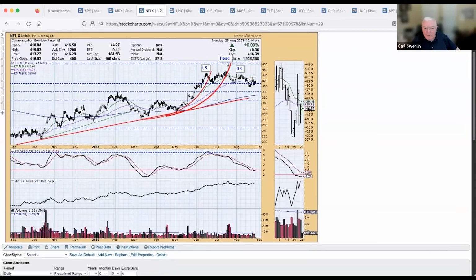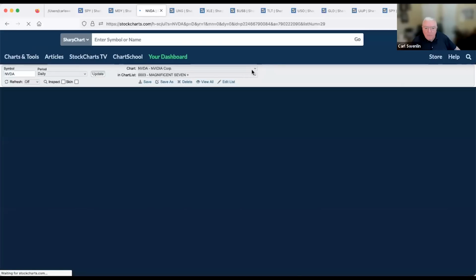I'm not sure if we could consider it a wipeout at this point. It did execute and it's got back above the neckline. So I still think it's a valid formation, and I would look for it to go lower. And we're back to NVIDIA.